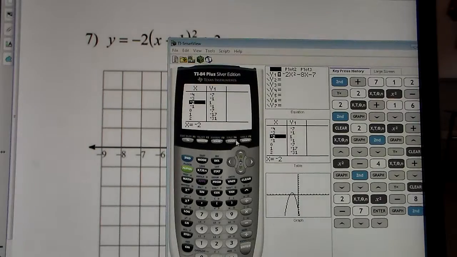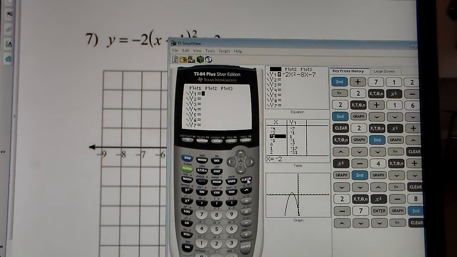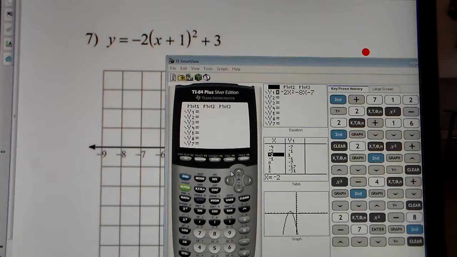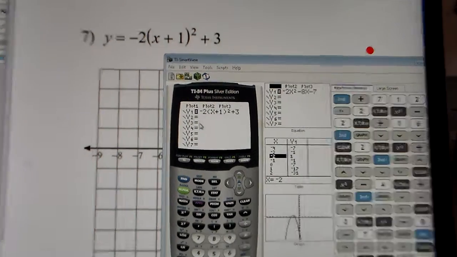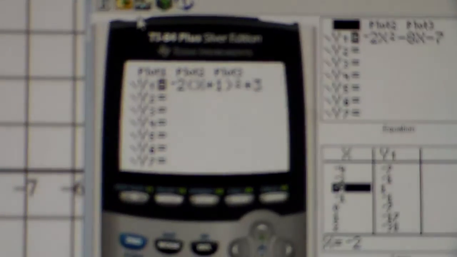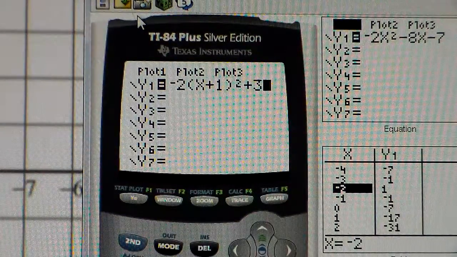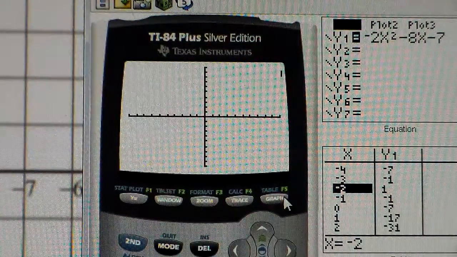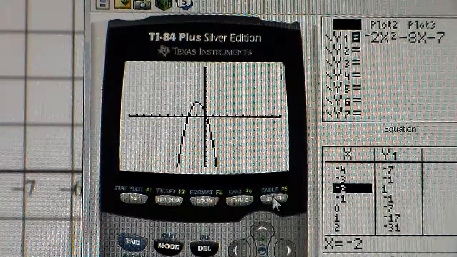We then put it in our graphing calculator. So we hit y equals, clear it. And we're going to type in negative 2, parentheses, x plus 1, squared plus 3. Just like what you see there. We hit our graph button. That's what our graph's going to look like.